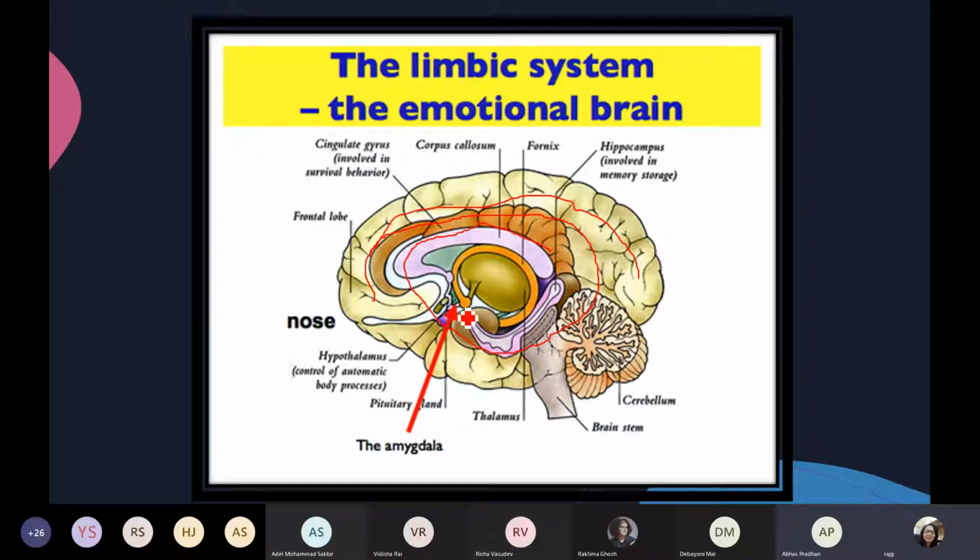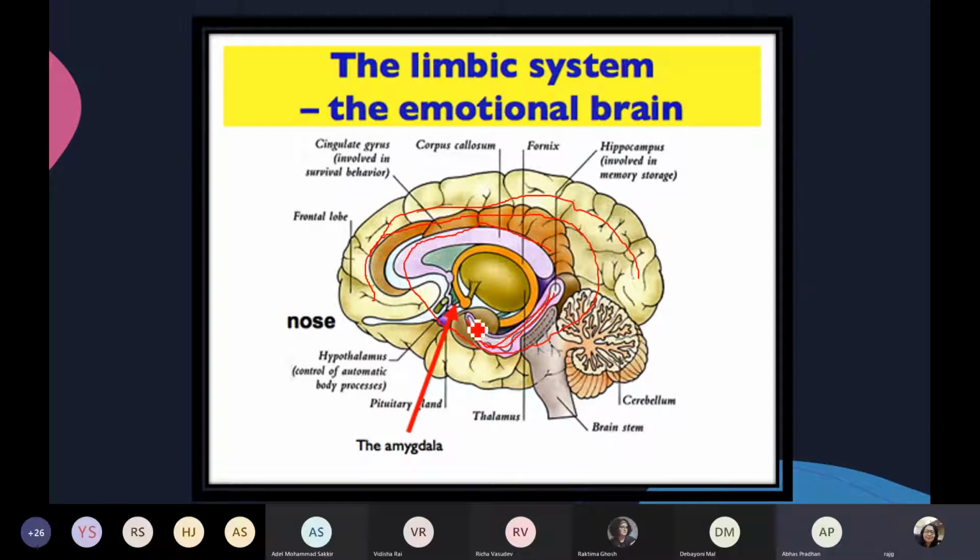Then there are some other structures. It's not shown here, but the hypothalamus definitely, and here there is the hippocampus. It looks like a seahorse. The hippocampus is involved in memory. The hippocampus and the amygdala together are important for emotional memory.